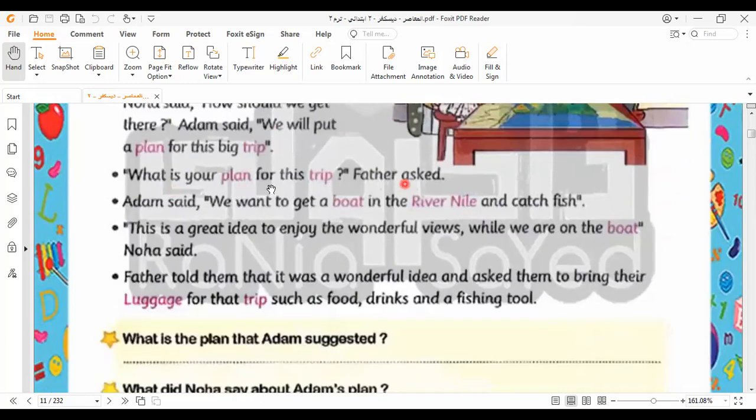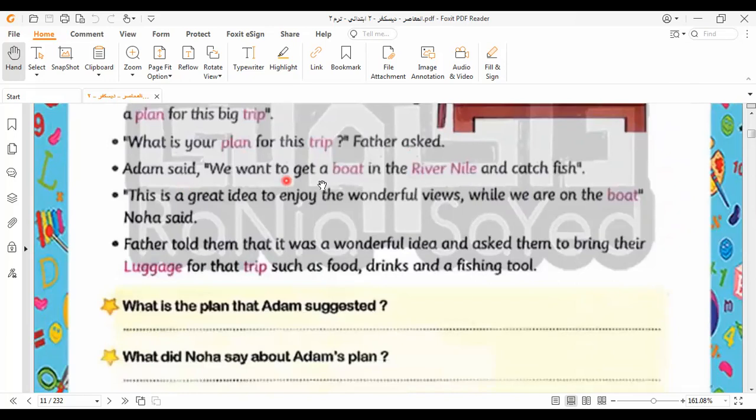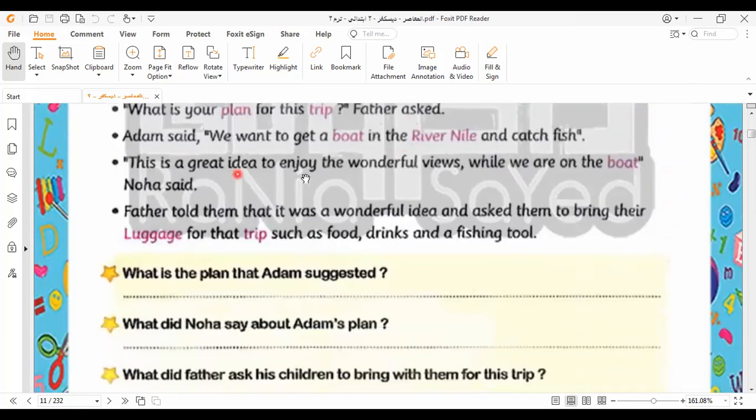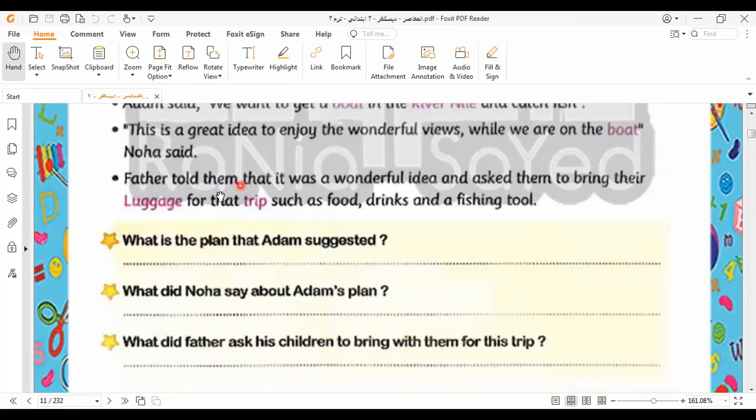"What is your plan for this trip?" Father asked. Adam said, "We want to get a boat in the river Nile and catch fish. This is a great idea to enjoy the wonderful views while we are on the boat." Father told them that it was a wonderful idea and asked them to bring their luggage for the trip, such as food, drinks, and a fishing tool.